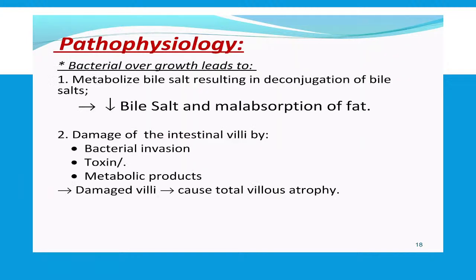Then we have the pathophysiology. The bacterial overgrowth leads to metabolization of bile salts, resulting in deconjugation of bile salts. Okay, these bacteria deconjugate the bile salts, and so there will be a lesser amount of bile salts for the absorption of fat. So there will be malabsorption of fat. Damage to the intestinal villi can be due to bacterial invasion, toxin production, and metabolic products, and these damaged villi will cause total villus atrophy.